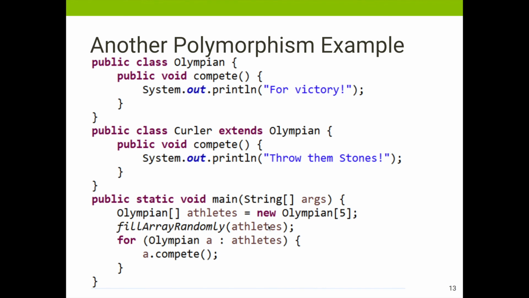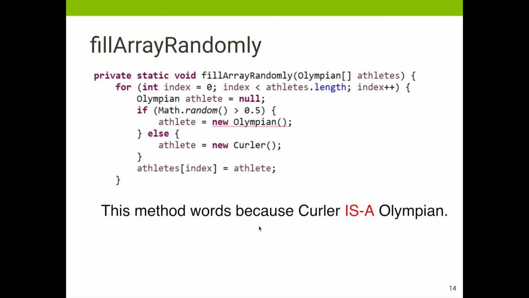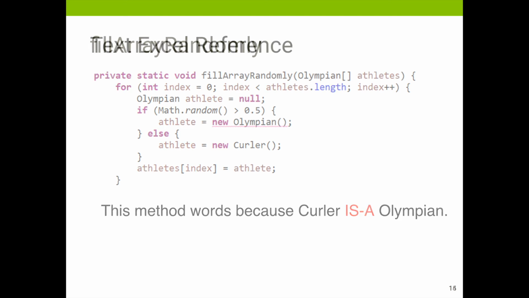I know you guys wish you never had seen reference semantics before, but here it is again. So this totally works, because a curler is an Olympian, so I can put a curler into that athlete identifier and stuff that into my array. Very, very cool. I got one more example for you. I know you're dying to go. One more example. Here we go.